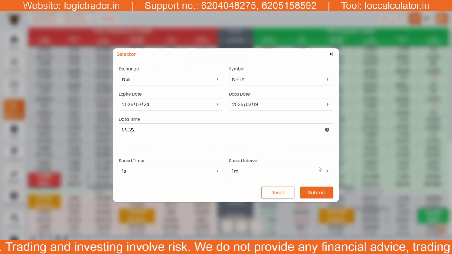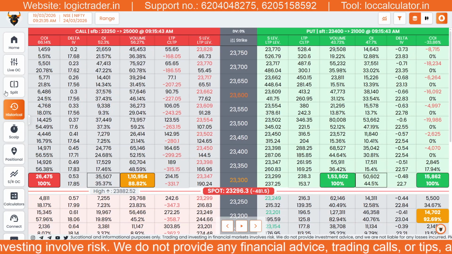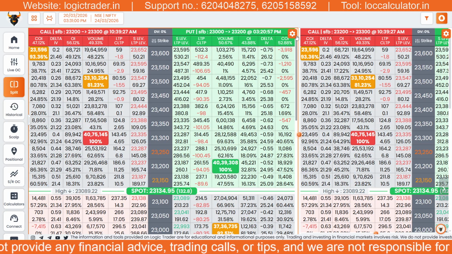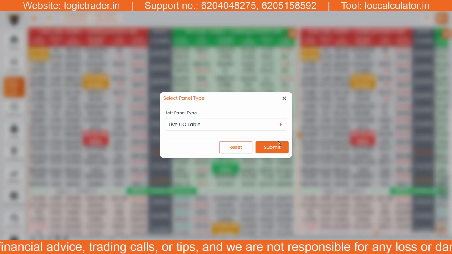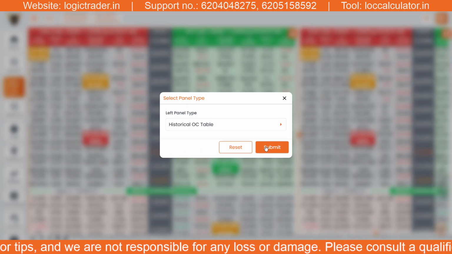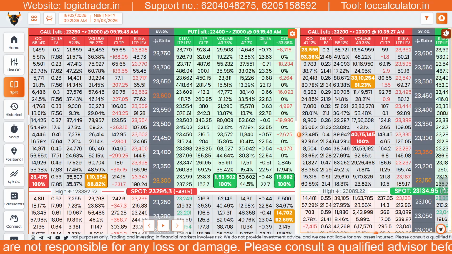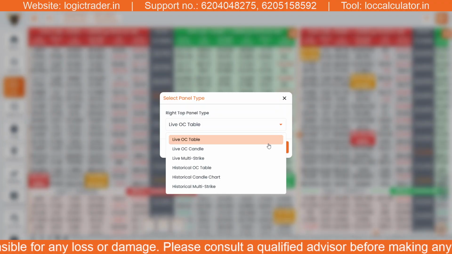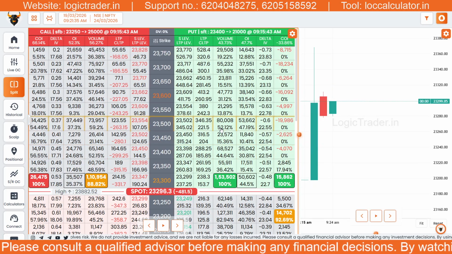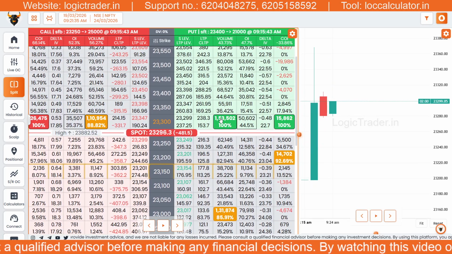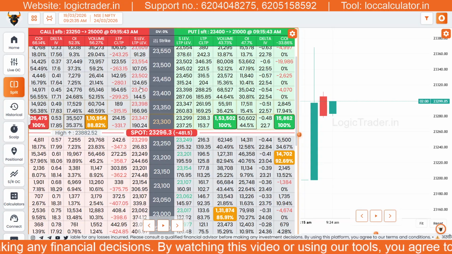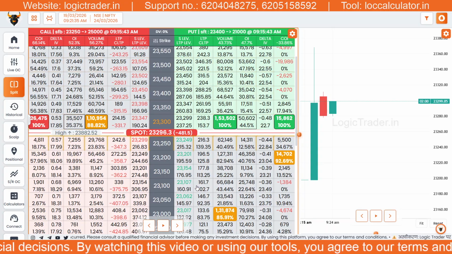So here in the historical we have to select the date. Now let's load the data in the split screen using the historical feature. Here we have to select historical OC table and submit. Here we have to select historical candle chart. So from here we will move forward minute by minute. We will start from 9:30 a.m.